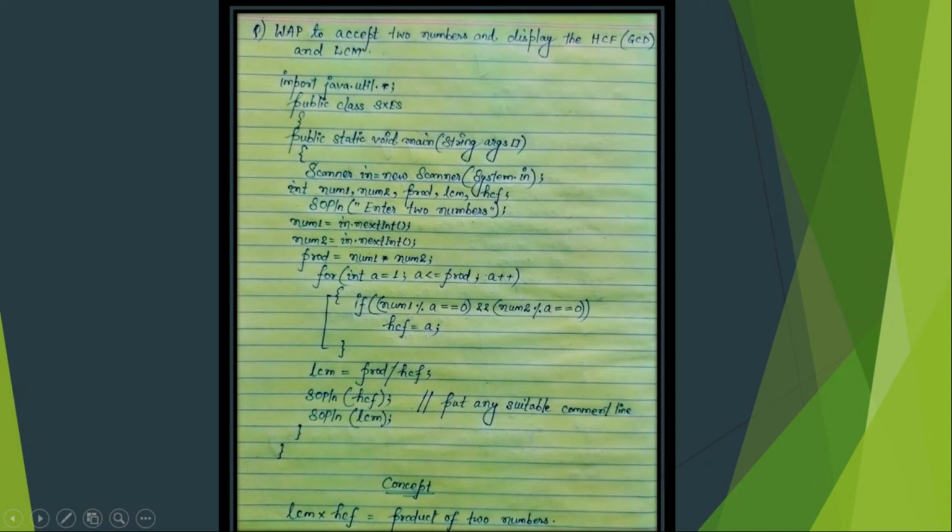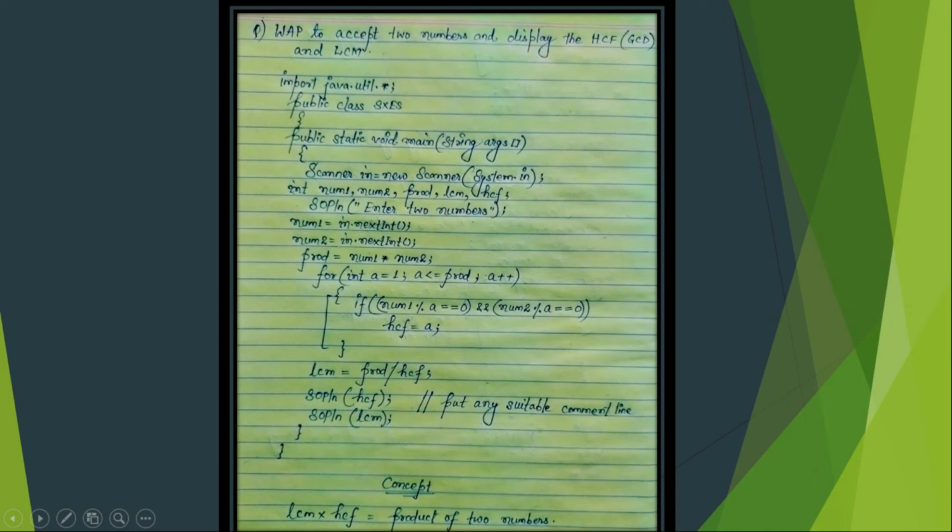Import java.util. After that, public class sxcs. After that, public static void main string args. Scanner in is equal to new Scanner system.in. After that, int num1, num2, prod, LCM, HCF. Over here, num1 and num2 would be responsible for storing the two numbers which the user will give. Over here, system.out.println enter two number.